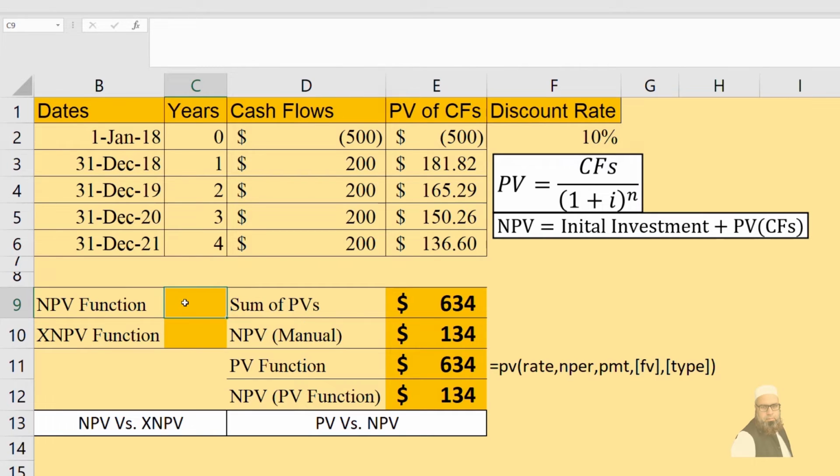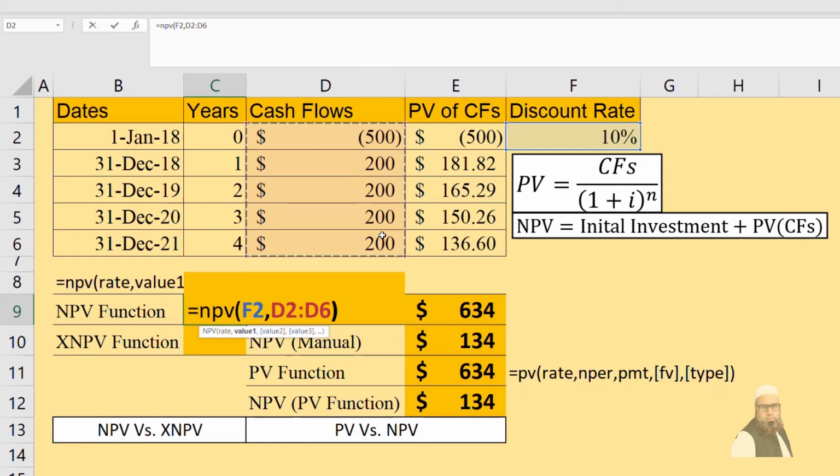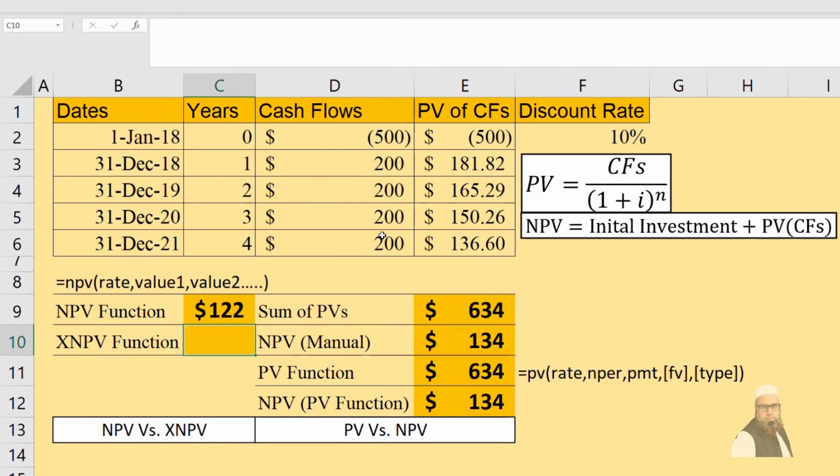Next, we will use the NPV function. The NPV is equal to NPV(rate, value1, value2, and so on). All the values will be provided. So equal to NPV, start the parenthesis, rate, that is 10%, and comma, all the values, and press enter. Surprisingly, our answer is incorrect. NPV can be used to calculate the present value if the cash flows are different. The NPV function cannot be used directly to compute the net present value of this project.